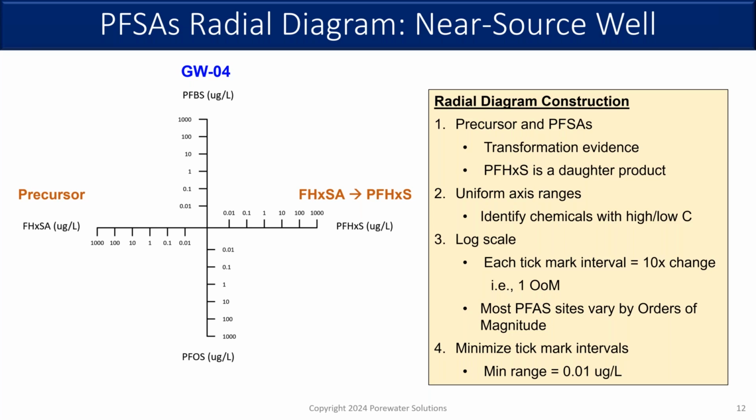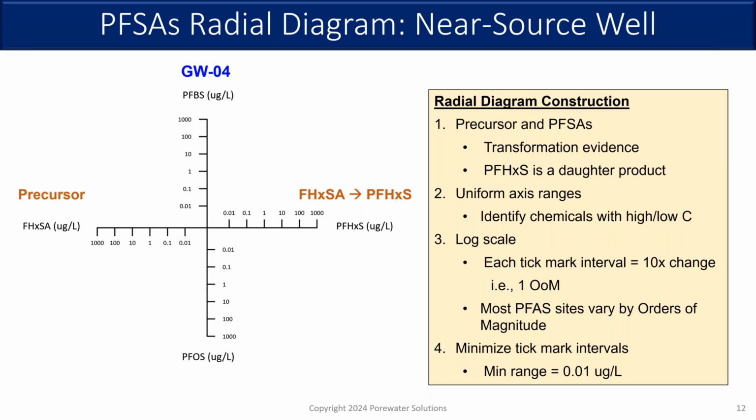So that's helpful because I do find plotting, if you want to look for evidence of our precursors actually transforming to the regulated PFAS constituents, putting them on a radial diagram together, precursors and the daughter products, can really help looking at trends at individual wells and between wells on a flow path. That can tell you whether transformation's occurring. And we'll look at an example of that in a minute.